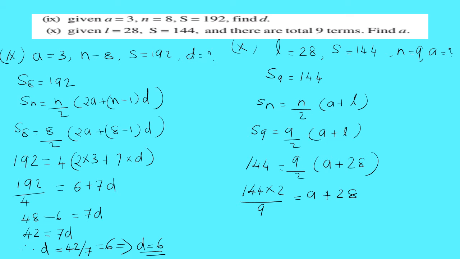And 9 goes in 144 16 times and you are getting 32 equal to a plus 28. Therefore, a equal to 32 minus 28, that is equal to 4. Therefore, a equal to 4. Using these two formulas, you can find whichever values you have to find out.